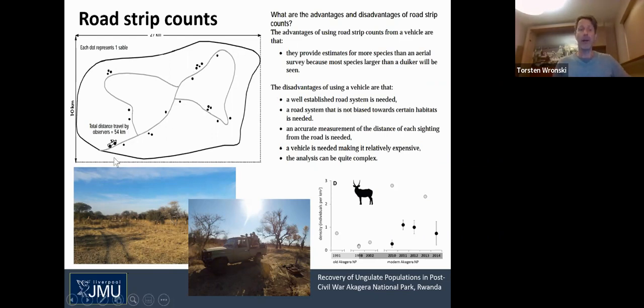First of all, the road system needs to be well established and should cover most parts of the study area equally. The road system is often biased towards certain habitat types because tourists want to see animals in free open country, and therefore the roads are often going through those habitats which are liked by the tourists rather than through dense vegetation or rocky terrain.